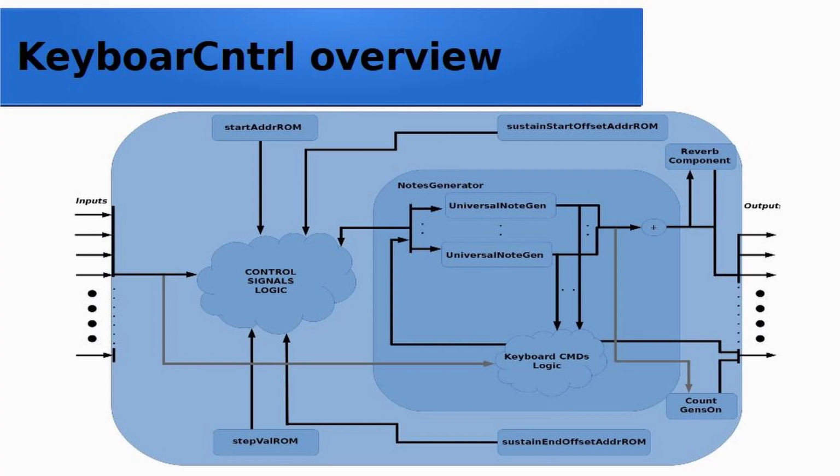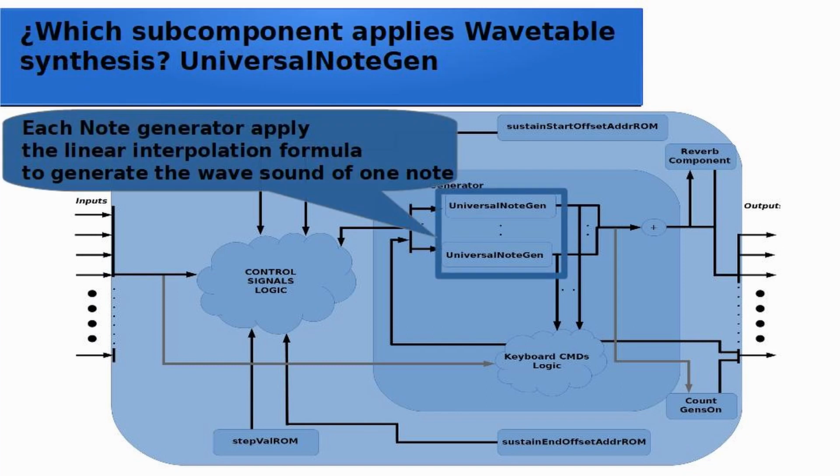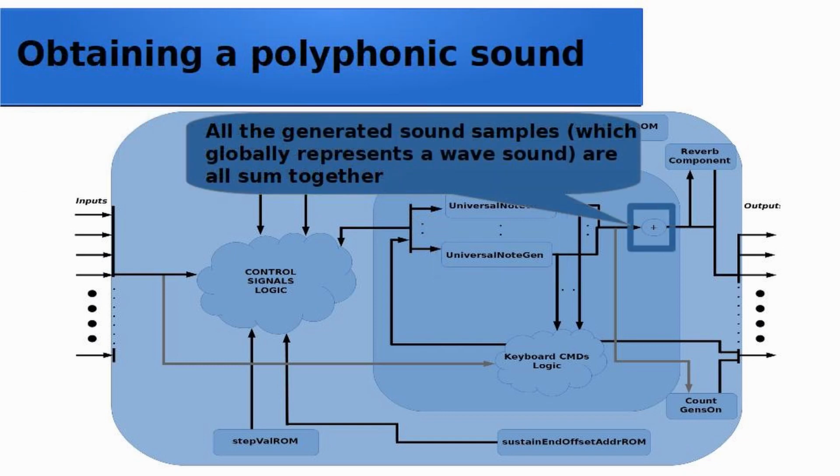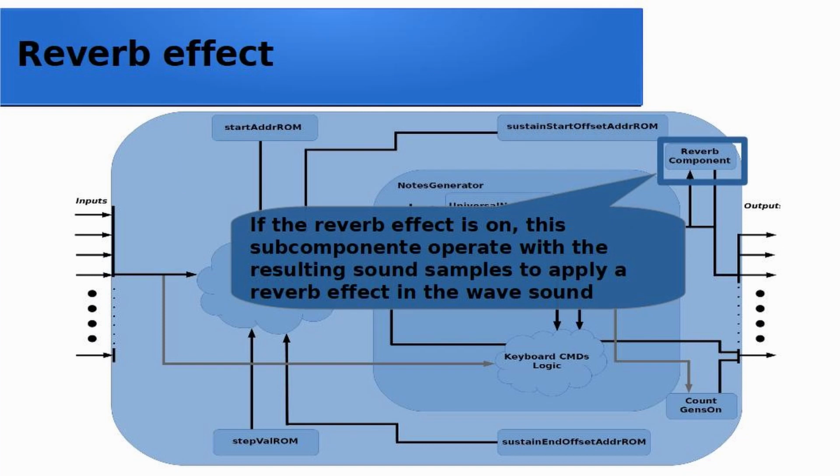Depending on the keyboard command received, keyboard controller manages the activation and deactivation of the different note generators contained in it. These note generators apply the before-mentioned interpolation formula, which, using the corresponding wavetable, will depend on the note to be generated and is stored in the DDR2 SDRAM memory. The resulting sound samples from each note generator are summed all together to get the final sound sample. Due to optimization reasons, all the operations with samples are done using fixed-point arithmetic. Finally, keyboard controller can also apply a reverb effect to create a deeper sound. After this brief architecture behavior description, let's check how this system works in real time.